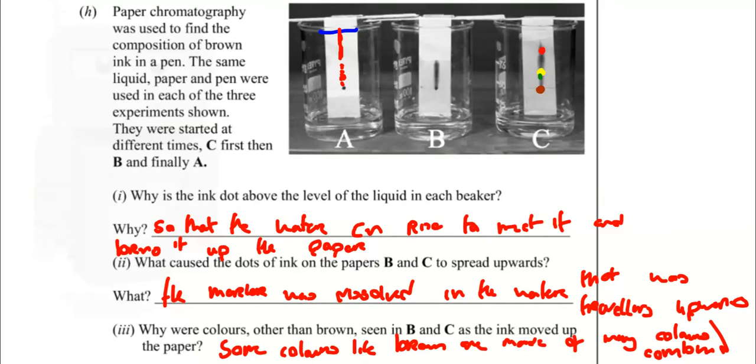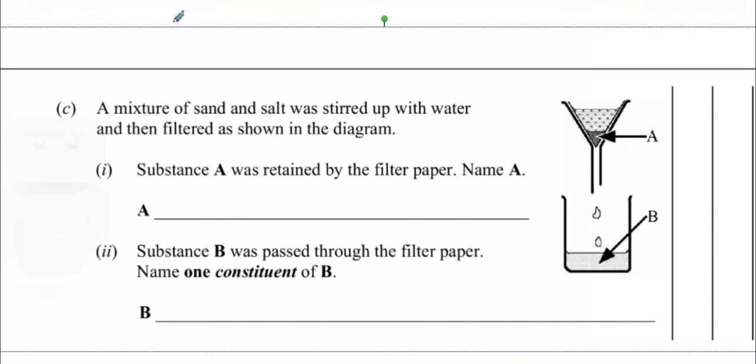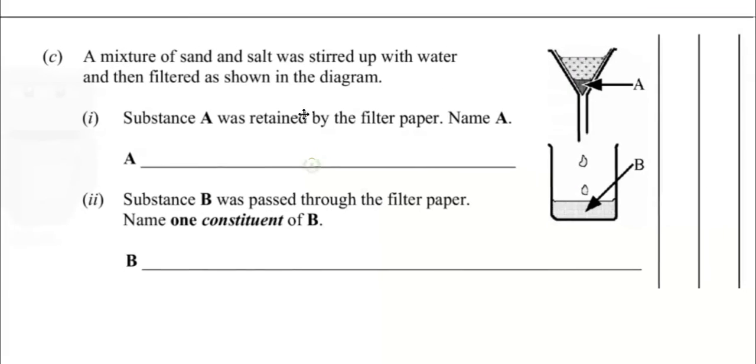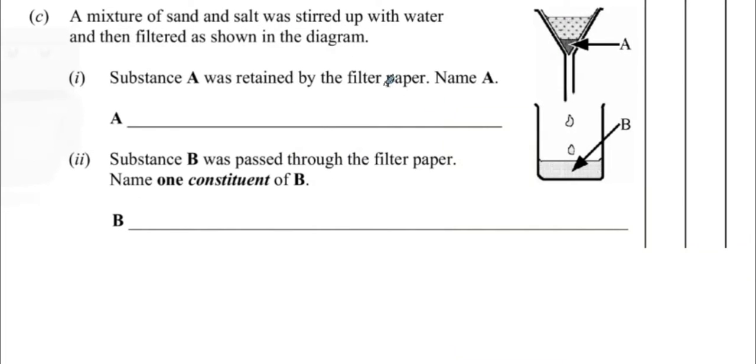All right, guys, I think that's that one done. A mixture of sand and salt was stirred up with water and then filtered as shown. Substance A was retained in the filter paper. Name it. It could be just the sand. Some people might call it the residue.